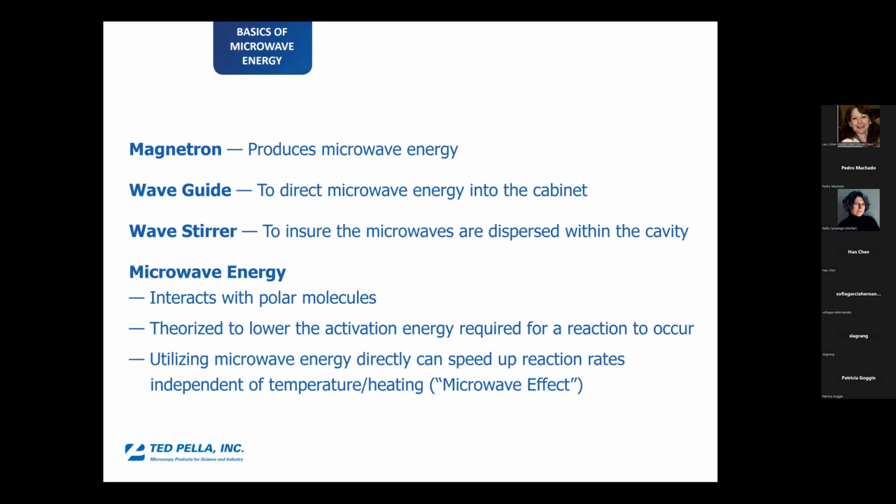So more of the basics here. So the magnetron, this is what produces the microwave energy. The waveguide directs it into the cabinet. The wave stirrer ensures the microwaves are dispersed within the cavity. And then there's the microwave energy itself. So microwave energy interacts with polar molecules, and it's thought to lower the activation energy required for a reaction to occur. So utilizing microwave energy directly, we can speed up reaction rates independent of temperature or heating. So this is what we call the microwave effect.